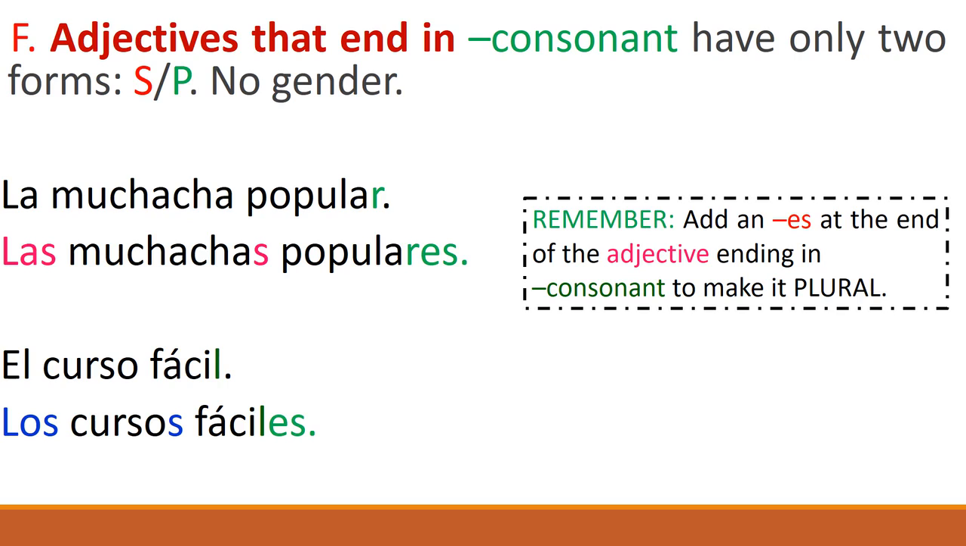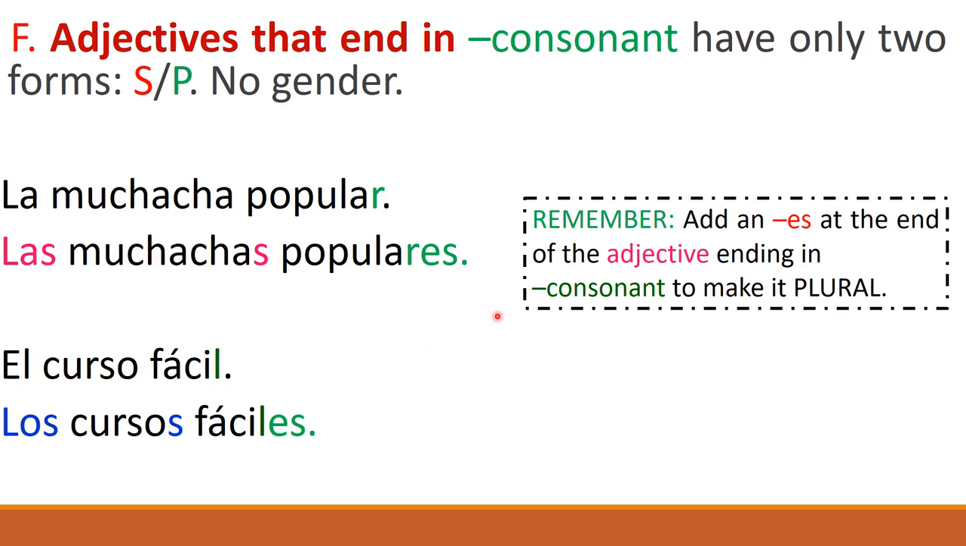In this case, you have an example. La muchacha popular, the popular girl. Las muchachas populares, the popular girls. El curso fácil, los cursos fáciles. Now notice how popular ends with a consonant, fácil ends with a consonant too.